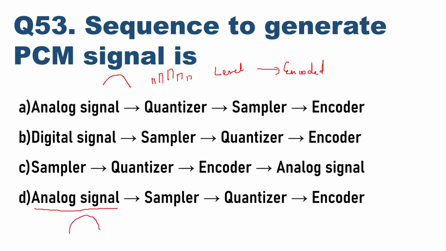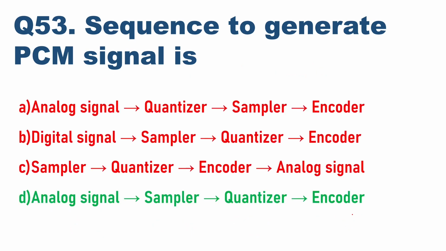This will be the analog signal. Then you will have samples of that analog signal. Then every sample will be compared with a level, so it will be given a standard level. And then that standard level will be given an encoded value in binary. Hence we convert the analog to a digital signal. So this is the process the PCM follows: analog signal, sampler, quantizer, and encoder. So option D is the right answer here.